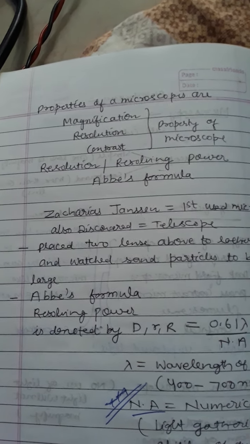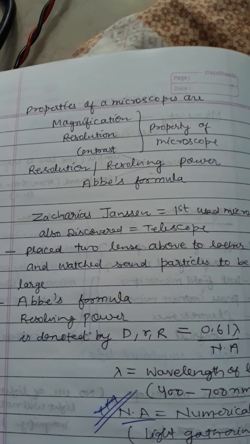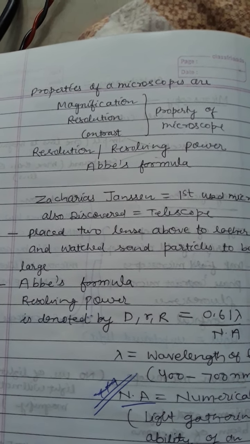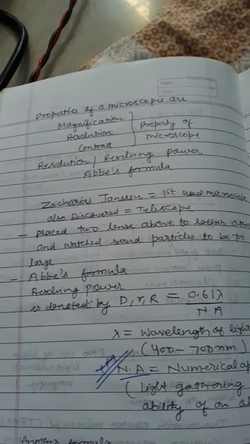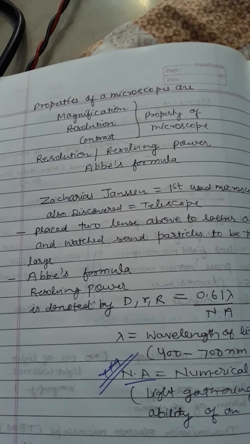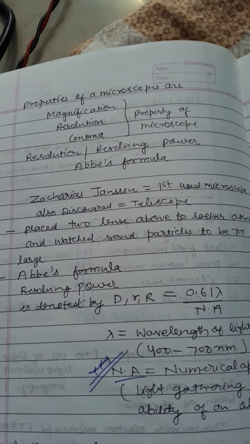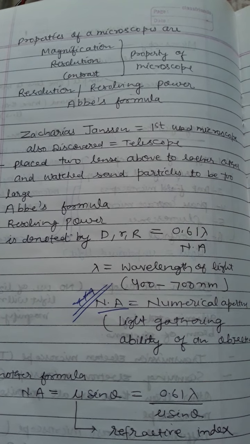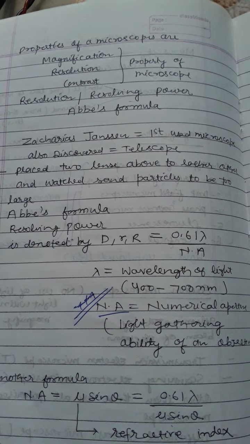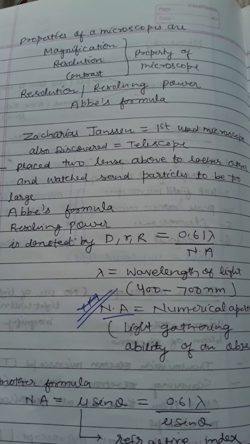And resolution and resolving power, we can calculate the resolution and resolving power of a microscope by the use of Abbe's formula. Okay, first of all, it may come to your mind who discovered the first microscope. The microscope was first discovered by Zacharias Janssen, and he also invented the telescope. What he did, he placed two lenses above each other and watched sand particles, and he found that they were appearing larger.